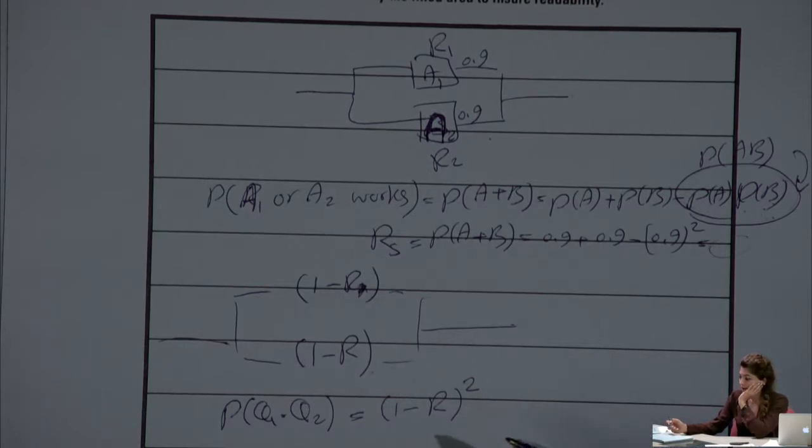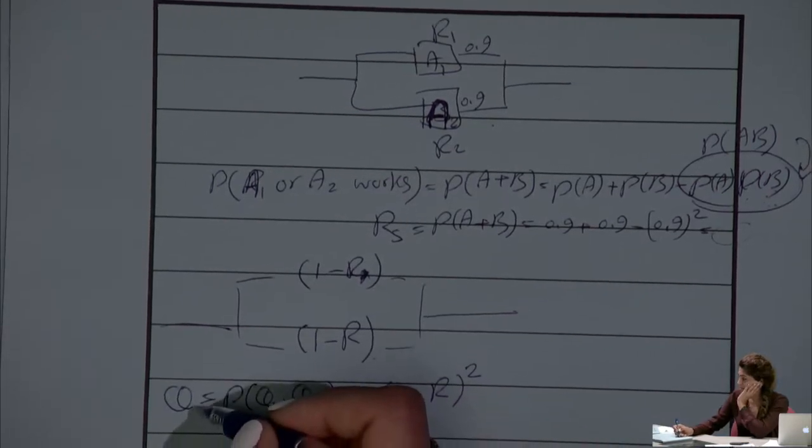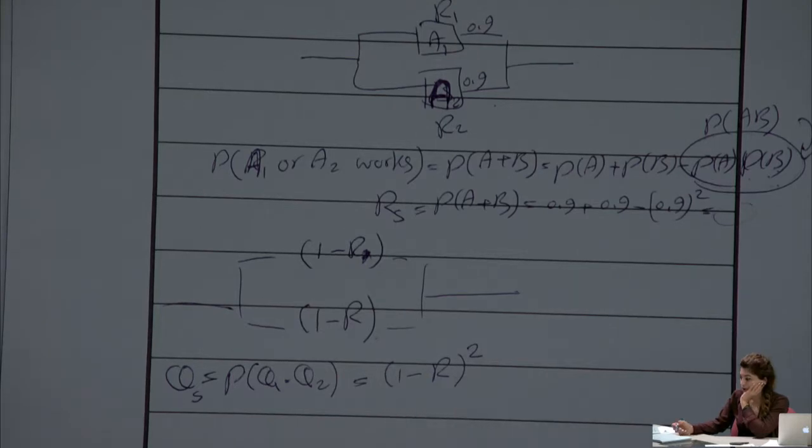Now, what is the probability of the system works? It's going to be the complement of that. So I can say, if I call this Q of S, if the Q of the system failure is (1 minus R) squared, then what would be the probability of system works? 1 minus that, right? So RS would be 1 minus the probability that the system fails, which is equal to 1 minus (1 minus R) squared, right?